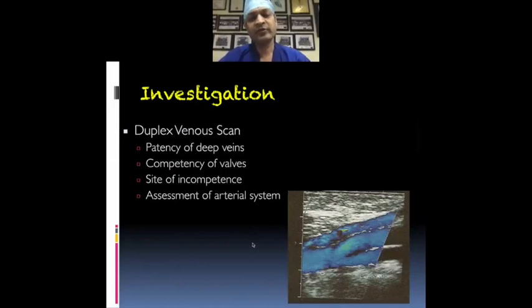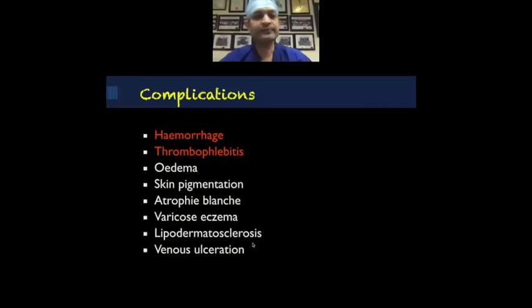In terms of investigation, Duplex scan is one of the best investigations, as you know. And if you have to get more investigations to evaluate the deep systems, you can go for MR venograms or CT venograms. Conventional venograms we normally don't do just for diagnosis.